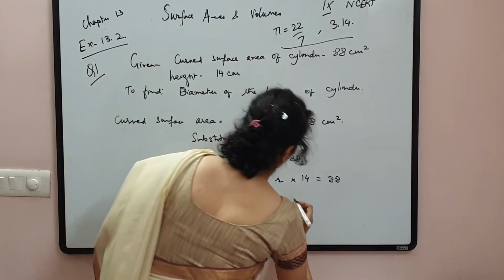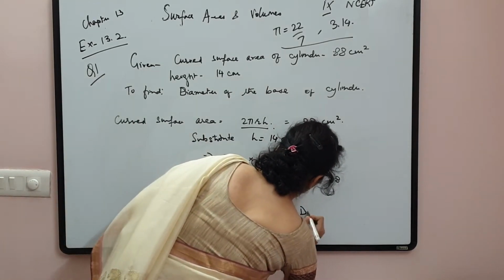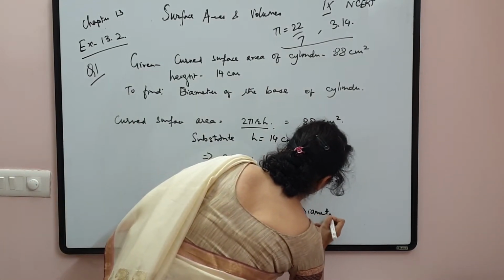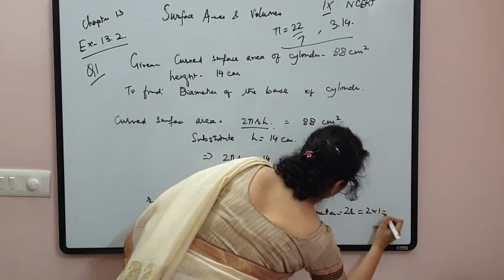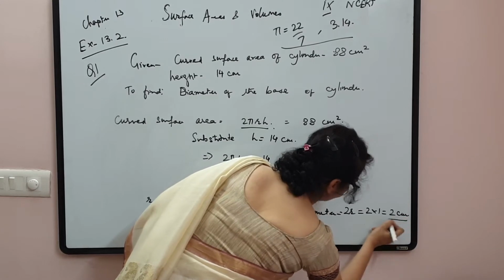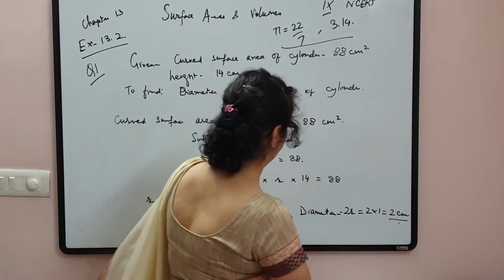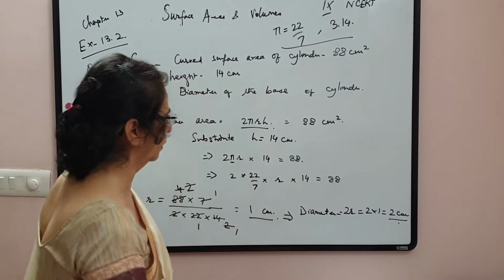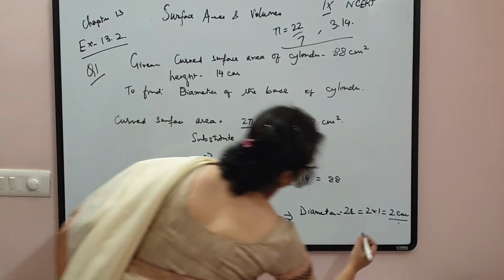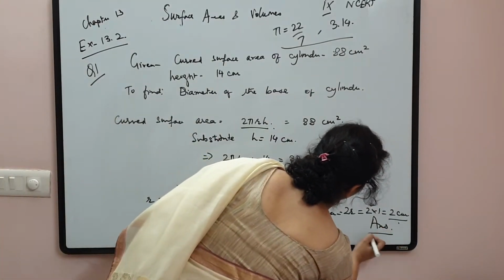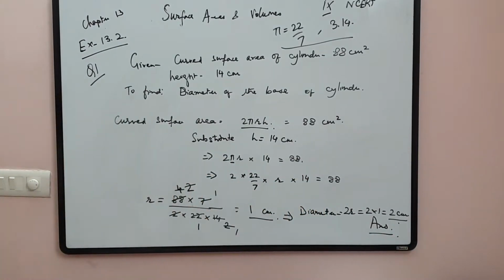If r is 1 centimeter, this implies diameter is what? Twice of radius. This is 2 into 1. This is 2 centimeters. So, what is your answer, children? What is the diameter of this right circular cylinder? 2 centimeters. Okay, this is your answer. Right? So, this question was simple.